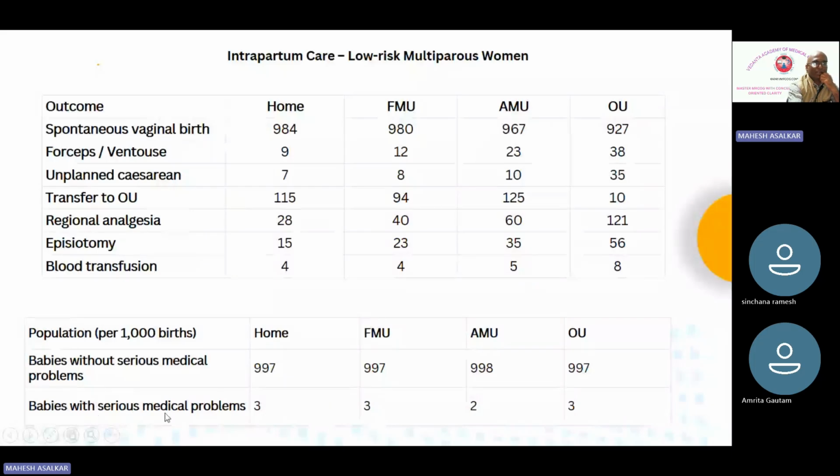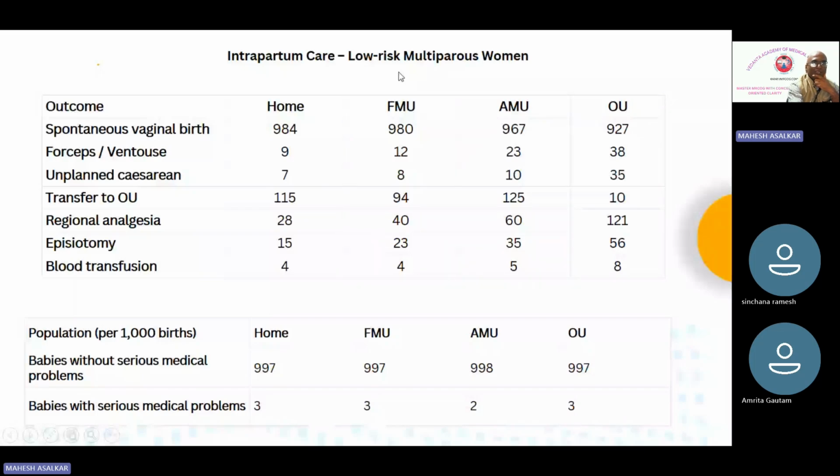If you see the neonatal outcome, around 1000 patients they have taken into account. The babies with serious medical problems at home is 3, FMU is 3, AMU is 3, 2, and obstetric unit is 3. So you get the same neonatal outcome in all settings. So the neonatal outcome for a low risk multiparous woman is the same.